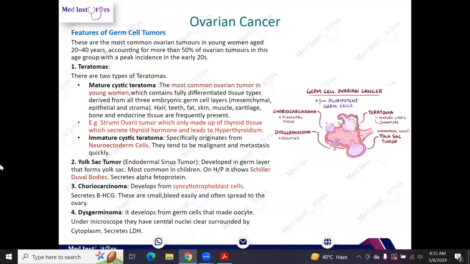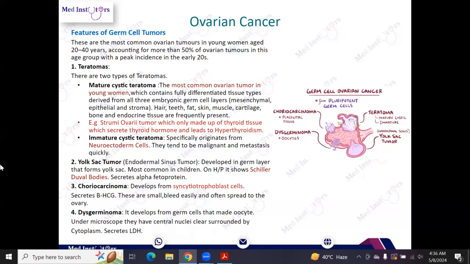Okay, the next we have choriocarcinoma. It develops from the germ tissue, which gives rise to the syncytial trophoblast cells. And the classic finding is that the beta HCG levels would increase in case of choriocarcinoma. So if you find again a clinical scenario and beta HCG is raised, then go and click on choriocarcinoma.